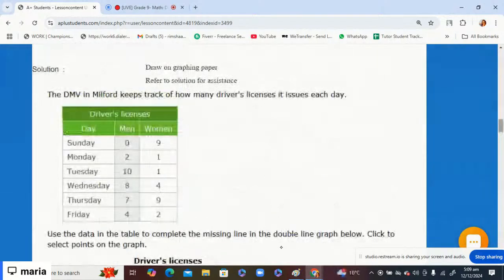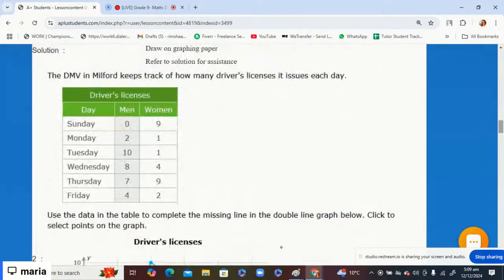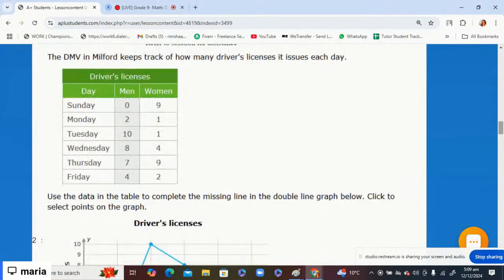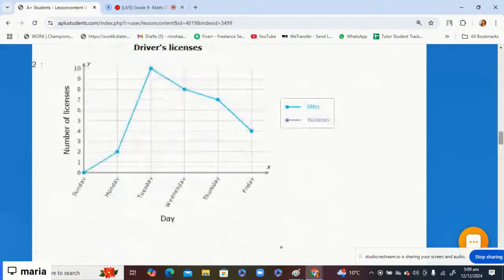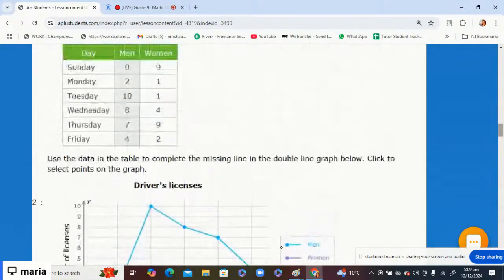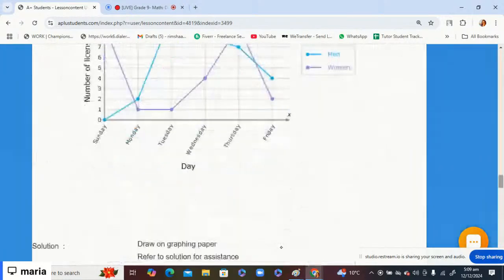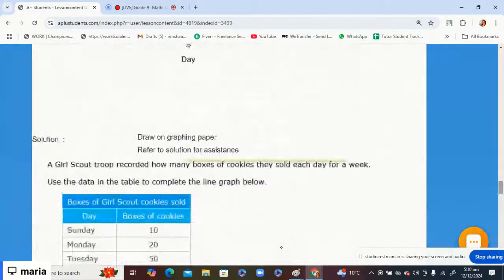So in the second question, they are saying that the DMV in Milford keeps track of how many driver's licenses it issues each day. Days are given for men and women, both. The men's graph is given in blue and the purple is for the women. And then we check both. All right, let's do it.